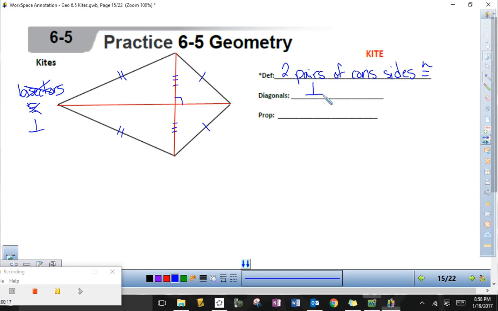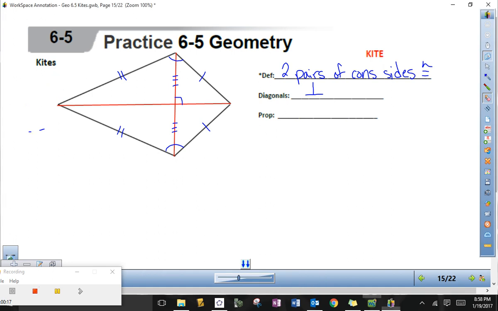Okay, well, we've got a property that goes along with kites, and that has to do with the angles. If we take a look at this picture, not both pairs of opposite angles are congruent. If you notice, this one here is a little bit smaller than this one. But the top and the bottom are congruent. Now, this is called a kite.